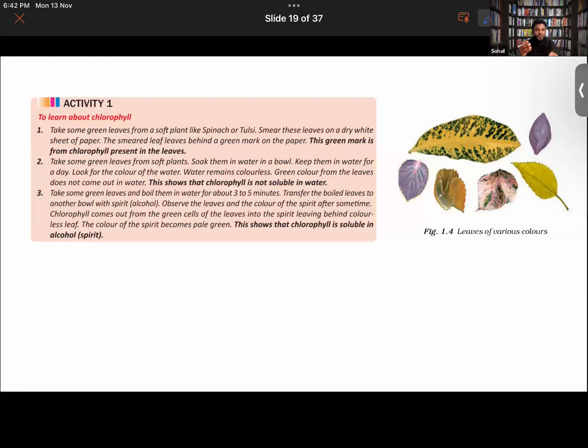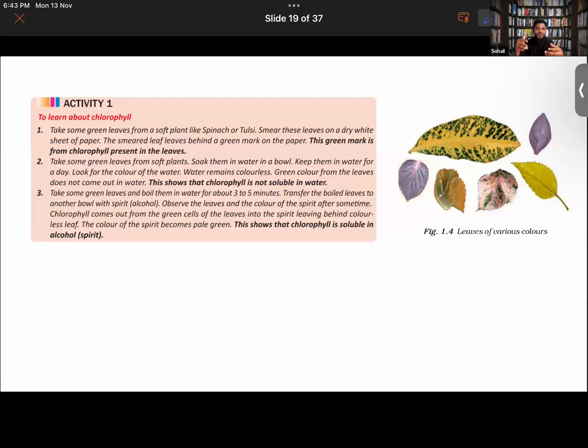Plants like croton or maple, or colocasia, etc. These are some of the plants whose leaves are colorful. They could be red, they could be brown, they could be violet, as you can see in the image. These colors are present in large amounts and mask the green color of chlorophyll.